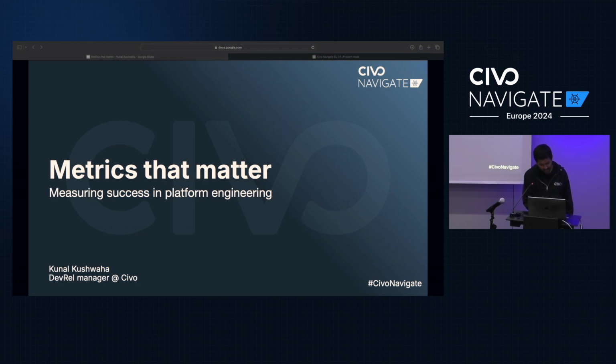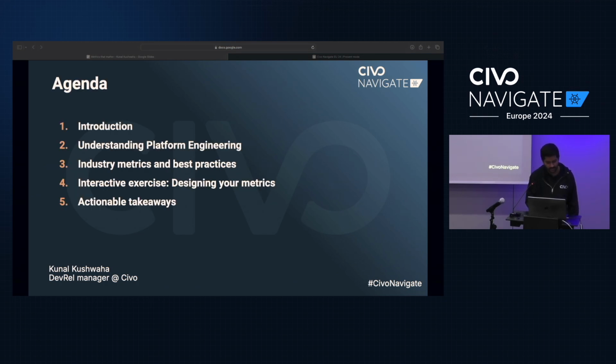But yeah, moving on. Today we're talking about platform engineering. I won't spend too much time on what platform engineering is. Show of hands for folks who know what platform engineering is. Very good. That makes sense. We're going to talk about industry metrics and best practices, why we are actually talking about platform engineering, why now, why not before, and we have an interactive exercise, designing your own metrics, which will highlight a lot of points that we cover in the session.